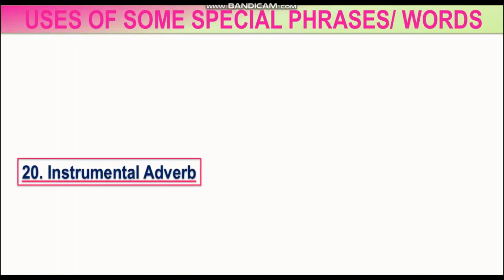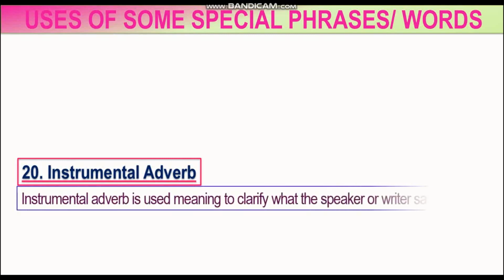Number 20. Instrumental adverb. Instrumental adverb is used meaning to clarify what the speaker or writer says. And an instrumental adverb is formed with a pair of comparative adjectives such as the older, the more; the more, the more; the sooner, the better.